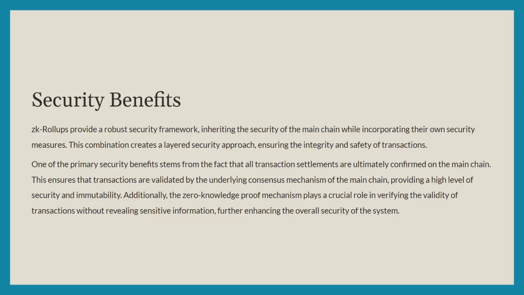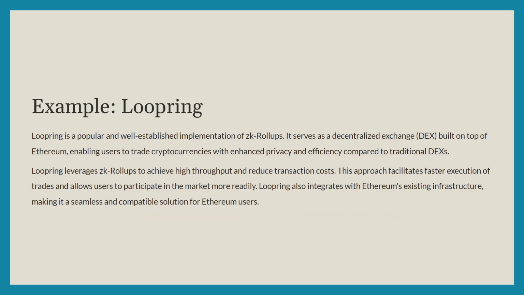One of the primary security benefits stems from the fact that all transaction settlements are ultimately confirmed on the main chain. This ensures that transactions are validated by the underlying consensus mechanism of the main chain, providing a high level of security and immutability. Additionally, the zero knowledge proof mechanism plays a crucial role in verifying the validity of transactions without revealing sensitive information, further enhancing the overall security of the system.